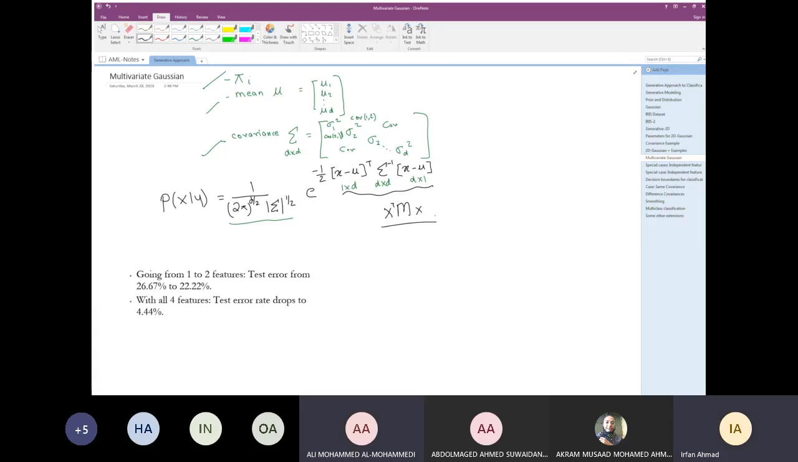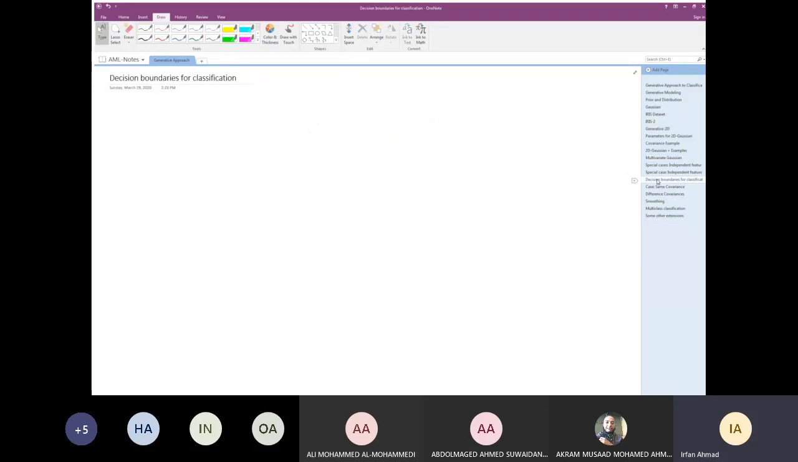X transpose Mx is a quadratic, exactly, right? So what we understand intuitively, very quickly speaking, is that if you have this generative classifier the way we have right now, the decision boundaries would in general be quadratic. Okay, so to make it clear, what are the decision boundaries we have? Let's try to understand this one.